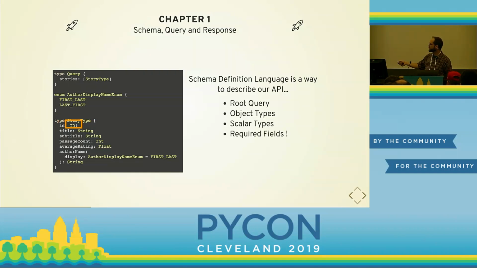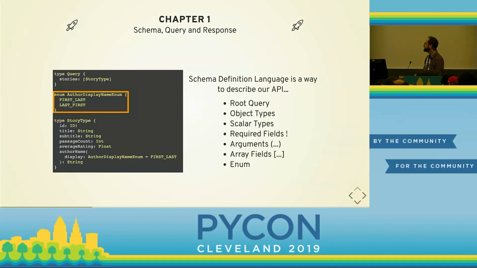We can indicate required fields with a bang, an exclamation point there. We also have arguments that we can define on any field at all, which is incredibly useful for describing the data requirements for our front end. So in this case, we have a name field, and we pass an enum to indicate the display format, which in this case is first or last. We also have array fields, just like in Python, indicated with square brackets. And we can also define enums, lists of related values that we can use in the API.